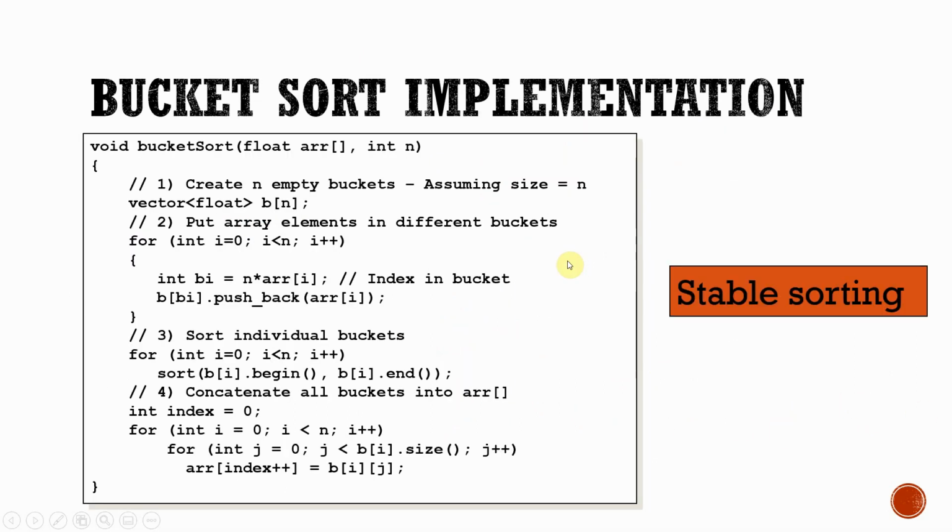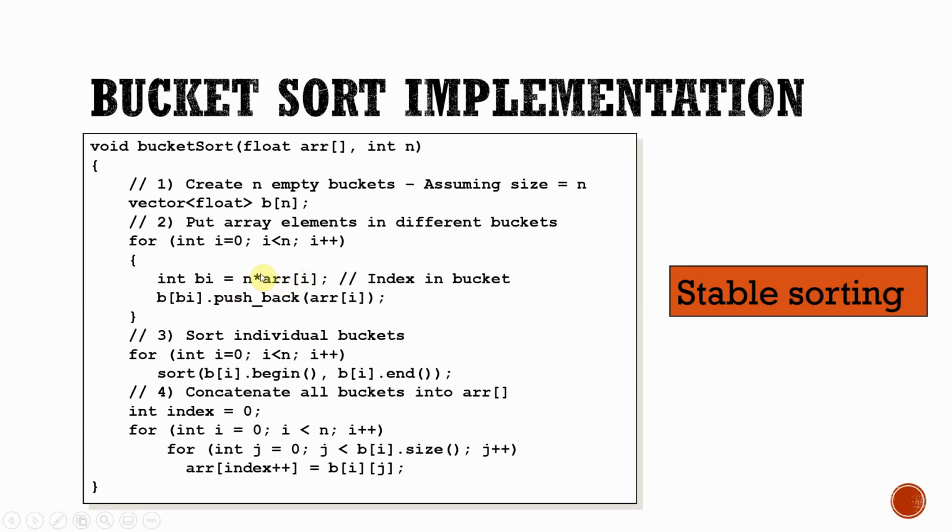So here the C++ implementation of bucket sort for an array of floats is given, right? Here you see that we first create an empty bucket, assuming size n. Then the next step is to put array elements in different buckets. So that's what we do here.